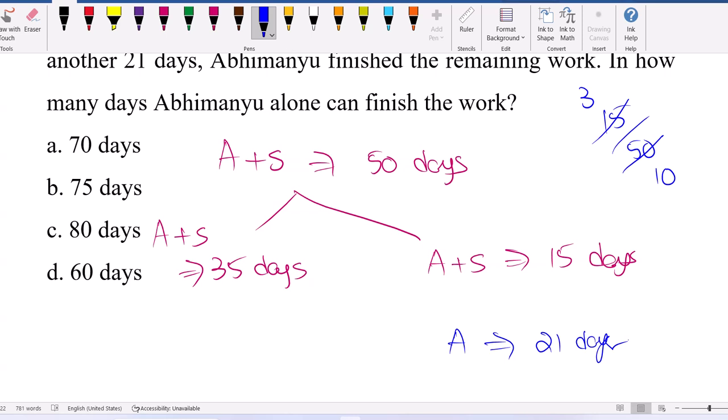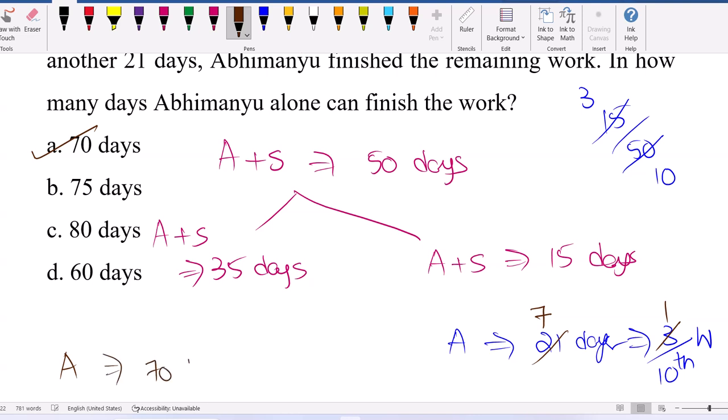Abhimanyu can complete 3 by 10th of the work in 21 days. So 1 by 10th of the work in 7 days. Total work in 70 days. That's it. I'm not going for any diagram, assuming nothing. You just see what is happening.